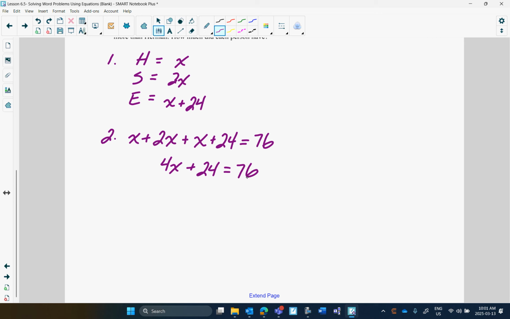Now what? Subtract 24 from both sides, and that gives me 4x is equal to 52. Divide by 4. Therefore, x is 13. See? Because the original one says add 24. We want to get rid of the 24. Like, how do you get rid of plus 24?